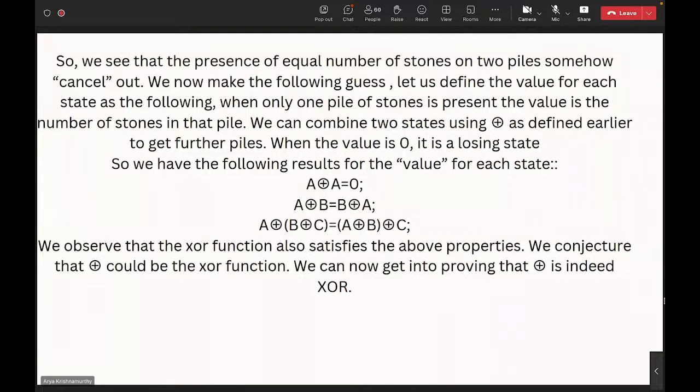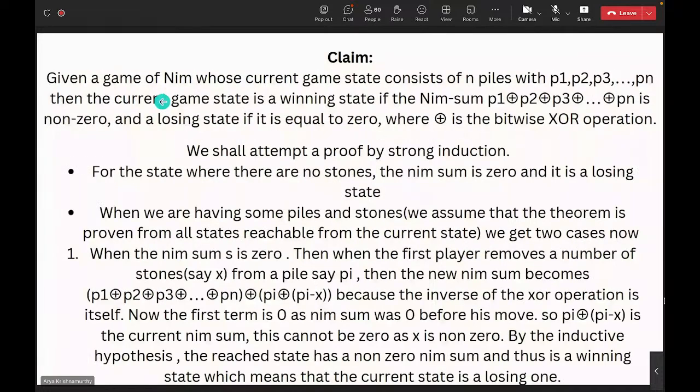Right. So the claim is the following: given a game of NIM whose current game state consists of n piles P1, P2, P3, and so on to Pn, the current game state is a winning state if the NIM sum P1, NIM sum P2, NIM sum P3, and so on till NIM sum Pn is non-zero, and a losing state if it is equal to 0, where NIM sum is the bitwise XOR operation. So we shall attempt a proof by something like strong induction. It's not exactly strong induction, but it's something like it.